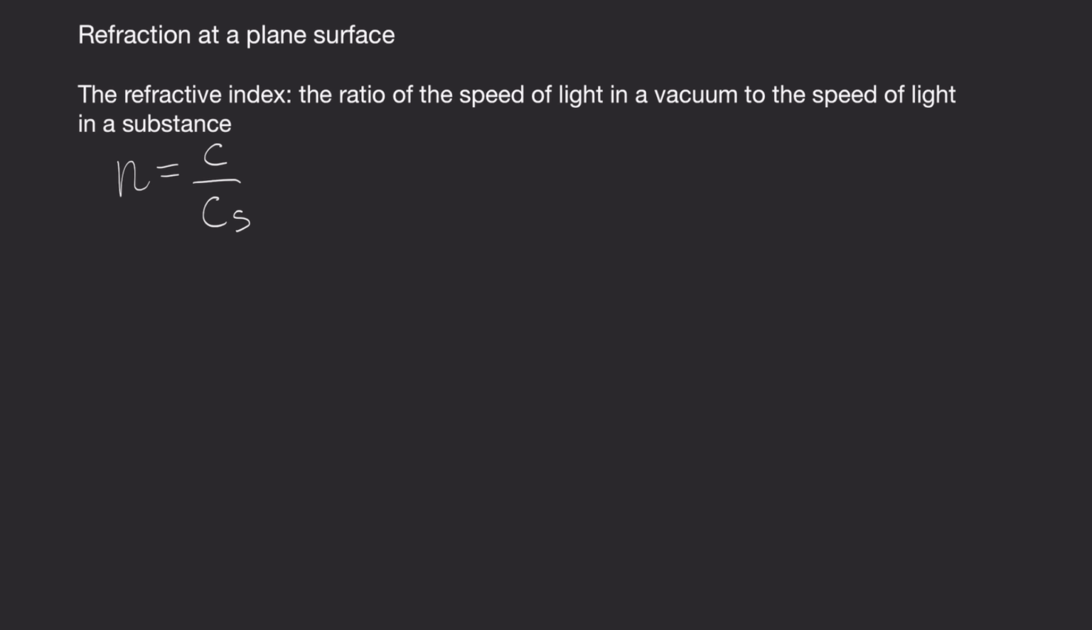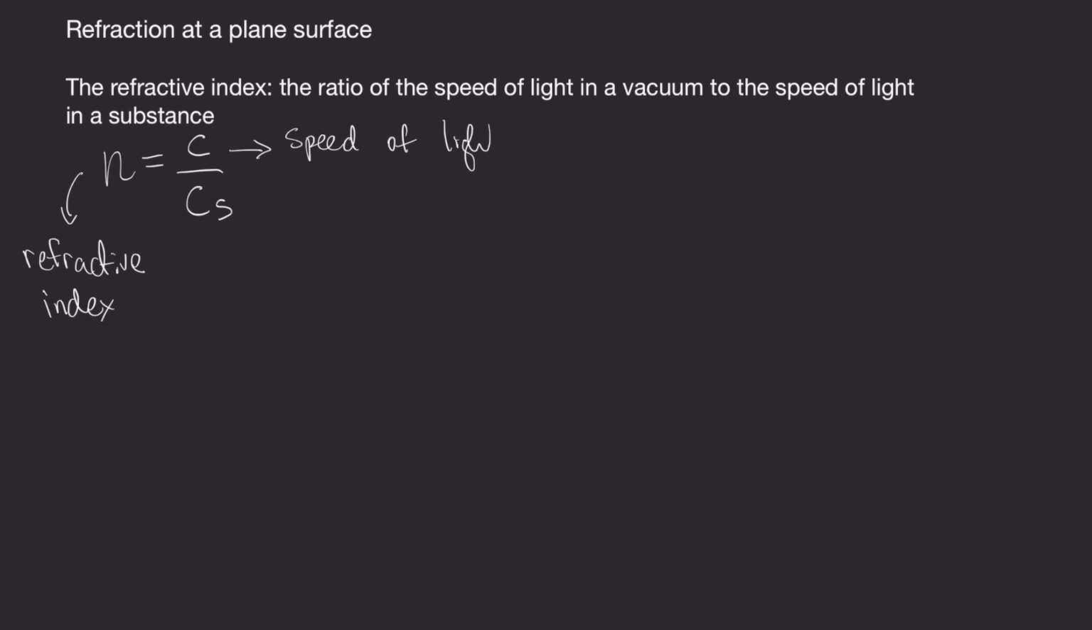And now let's talk about refraction. The refractive index is defined as the ratio of the speed of light in a vacuum to the speed of light in a substance. We have this classic formula that n, which is the refractive index, is equal to c, which is the speed of light in a vacuum, 3.0 times 10 to the power of 8 meters per second, divided by the speed of light in that particular substance.